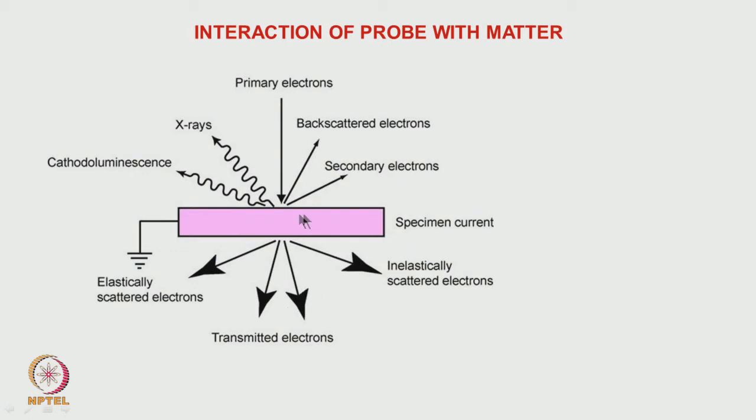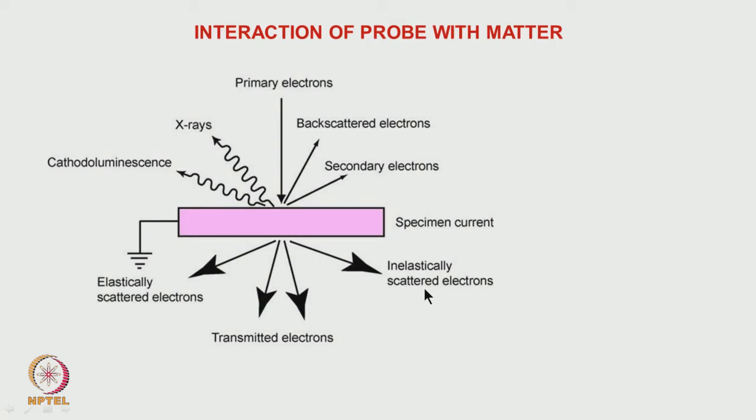Here during this interaction some electrons are reflected back, and some electrons are travelling in the forward direction. In this direction there are transmitted electrons which might have been elastically scattered, they have not lost energy, that is one type of electron. Some electrons can interact and lose some energy, and then the beam energy might have reduced by some particular amount. These electrons are called inelastically scattered electrons.